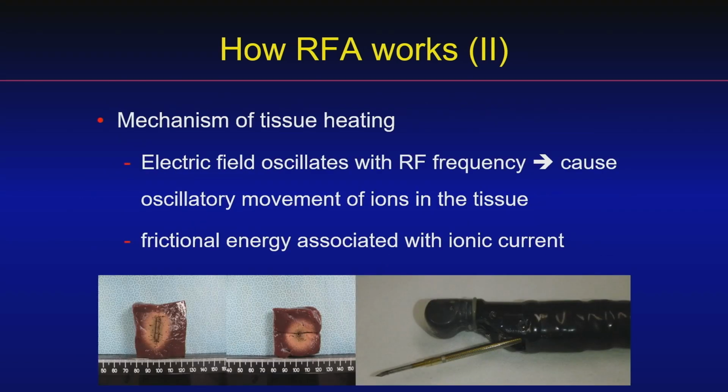The RF electrical field oscillates with RF frequency and causes oscillatory movement of ions in the tissue. This movement will create frictional heat, and tissue heating is the main mechanism of RF ablation. Percutaneous RFA has been used in clinical practice for a long period of time and is mainly done by interventional radiologists. On the other hand, EUS-guided RFA is a relatively new field.